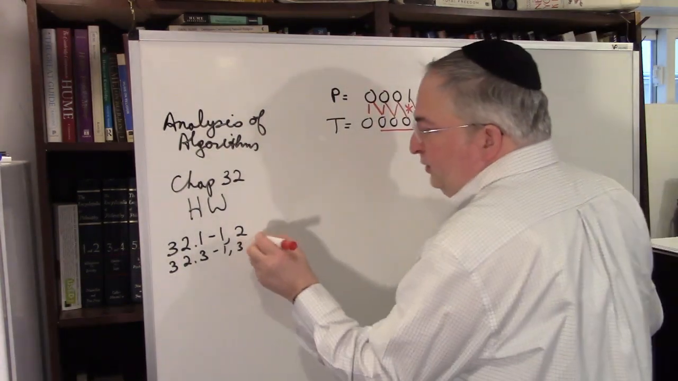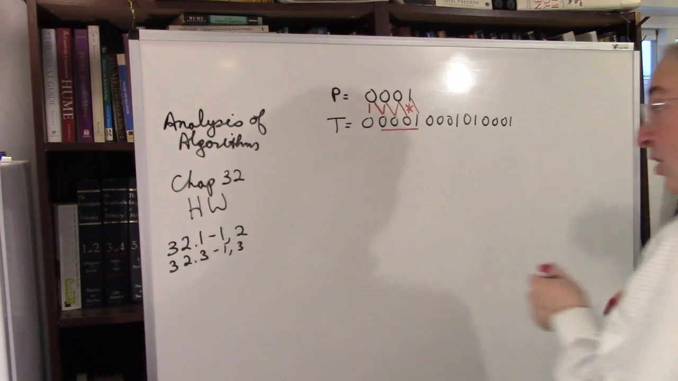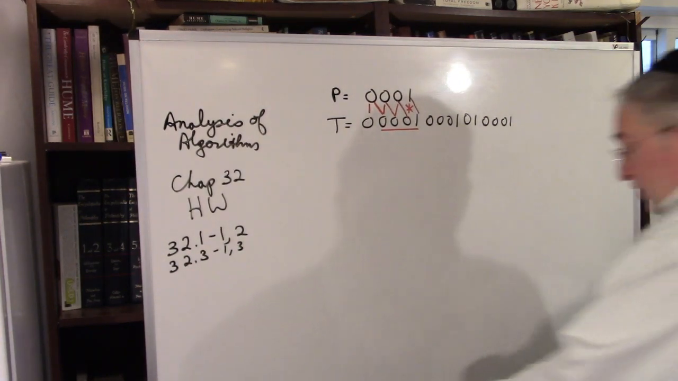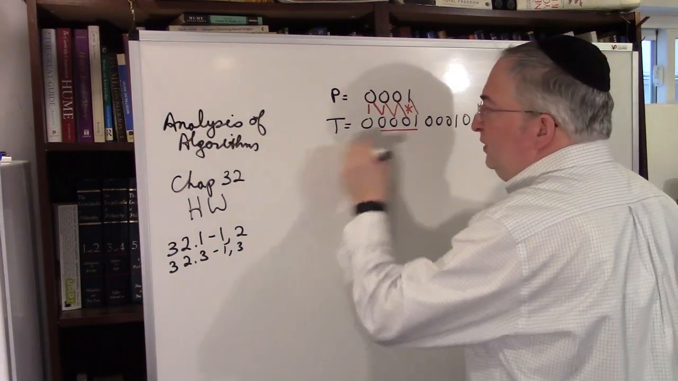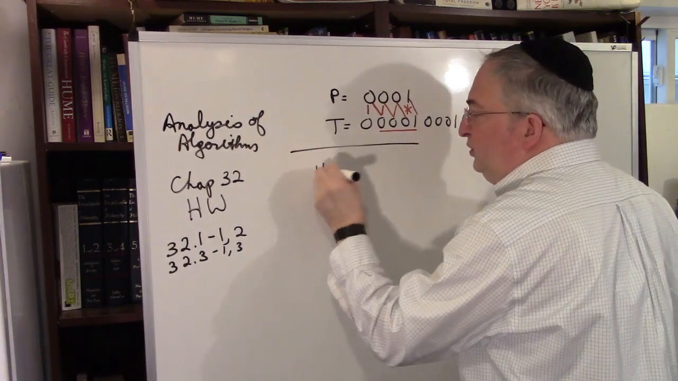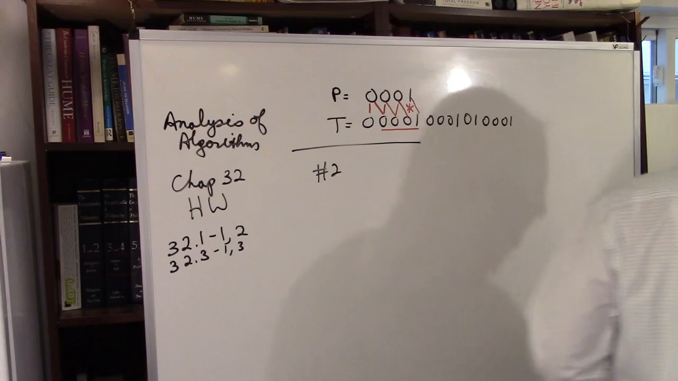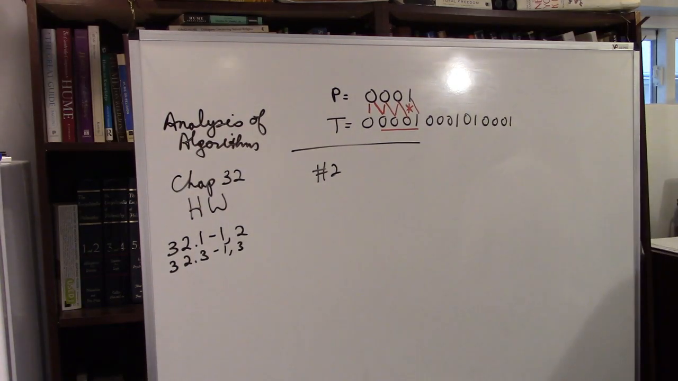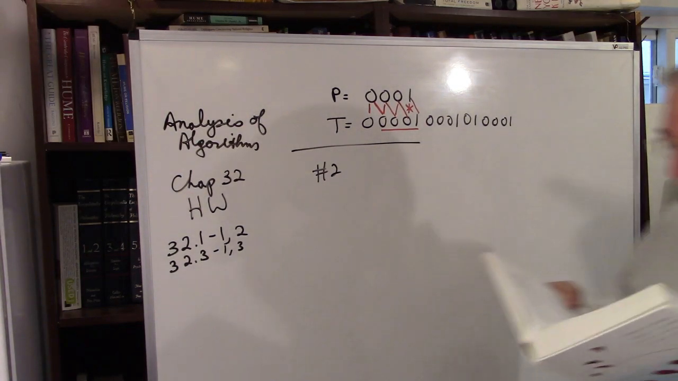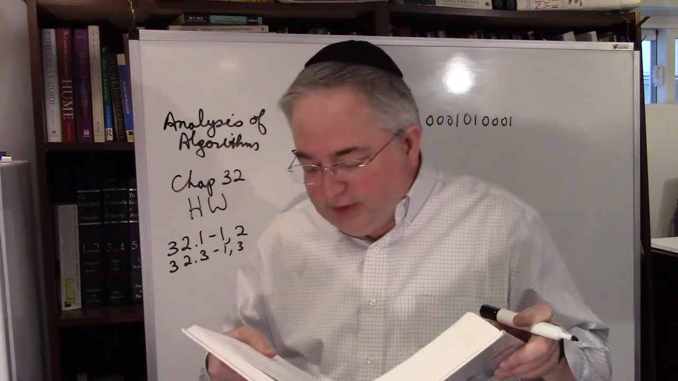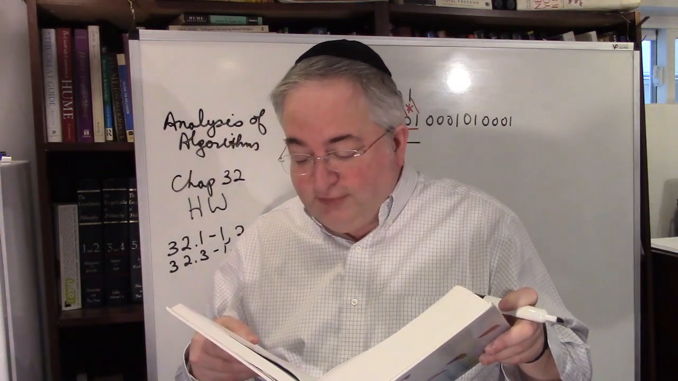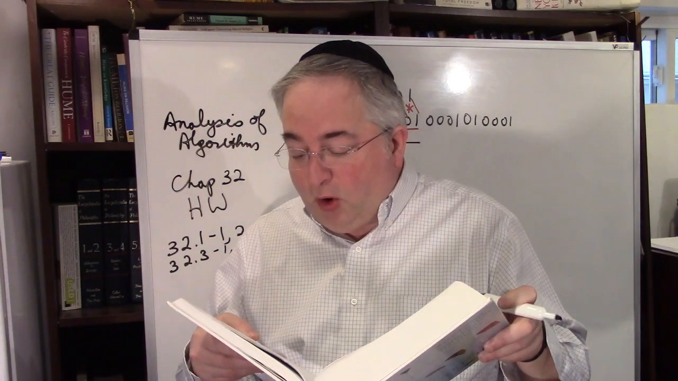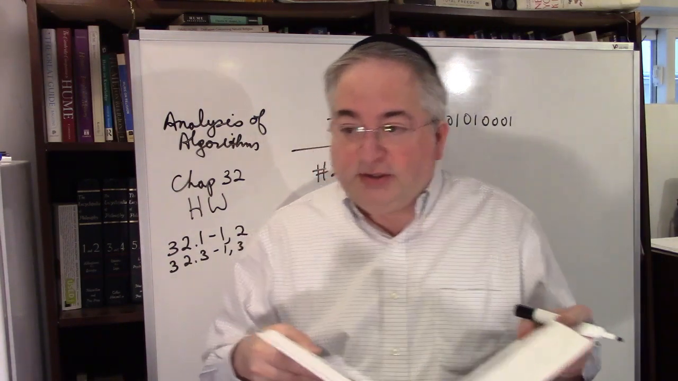Okay, so now we're doing 32.1, section 2, problem 2. So that takes care of that. Number 2 is as follows. Suppose that all characters in the pattern are different. Show how to accelerate the naive string matcher to run in time O of n for an n character text.